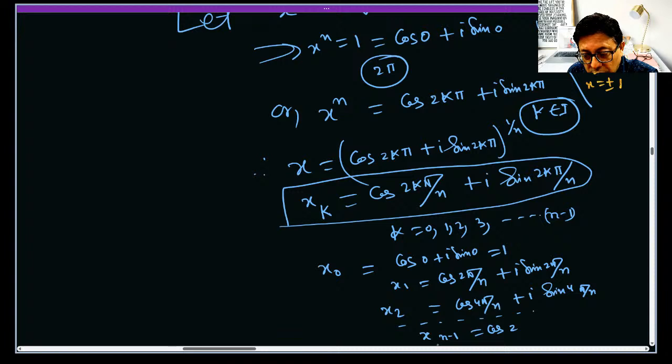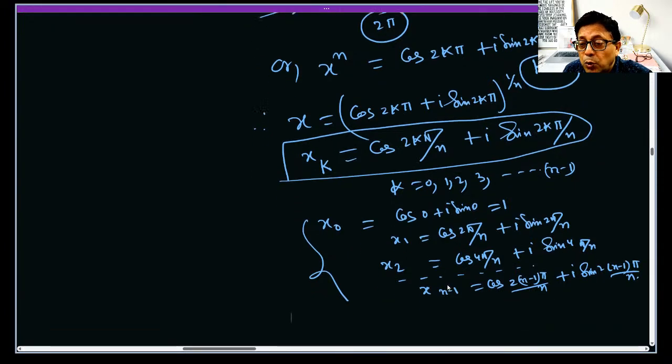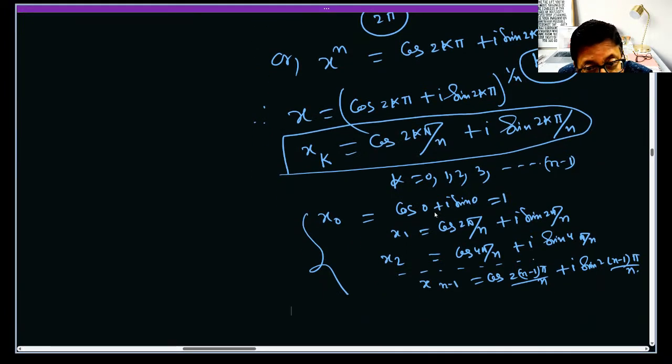cos (2n minus 1) pi by n plus i sin (2n minus 1) pi by n. Okay? So these are all n roots of 1. You can write the concept of cube root from here. You can write the concept of 5th root, 7th root for all.